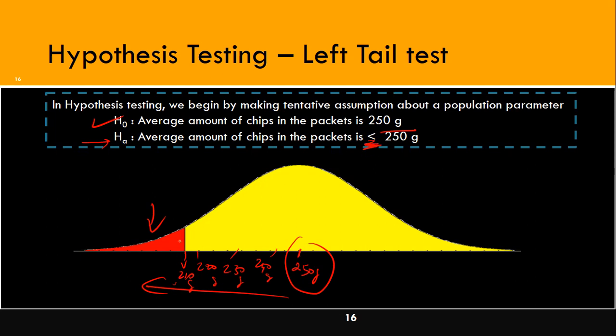So what the red color tells here, this is called your rejection region. Rejection region. This is your rejection region area. The red colored one is your rejection region area. The yellow colored is the non-rejection region area.